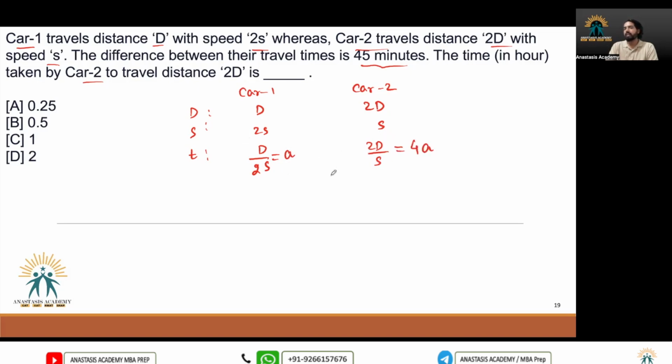It is 4a, right? And this difference of 3a, this difference of the time taken, is given, isn't it? The difference between their travel times is given as 45 minutes. That means the value of a has come to you: 15 minutes.